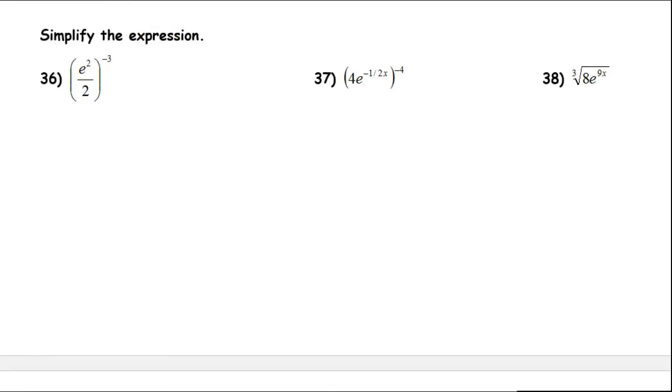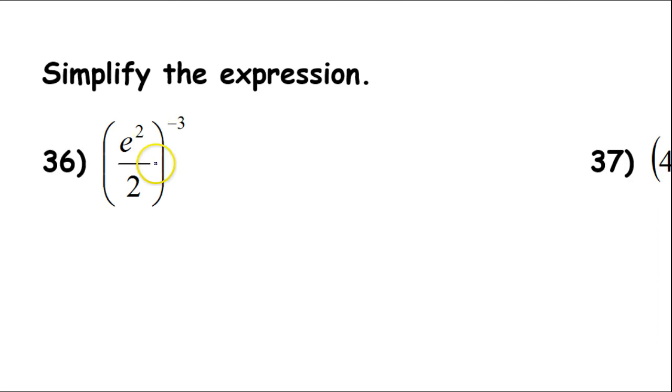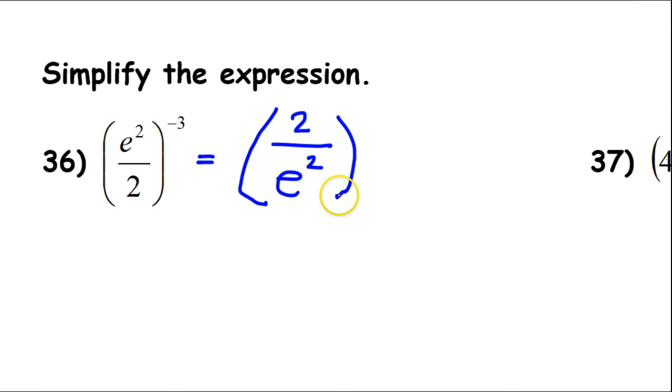In this video we will see how to simplify exponential expressions like these. When you have a negative exponent, you're going to do the reciprocal. So this is going to be the same thing as 2 over e squared to the positive 3 power. So now we're going to do the third power to each one of these things. So in the numerator, 2 to the third power is 8. So down here I'm doing e squared to the third power.